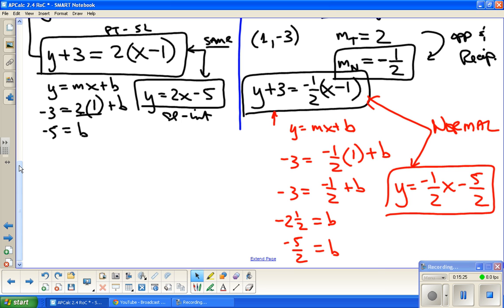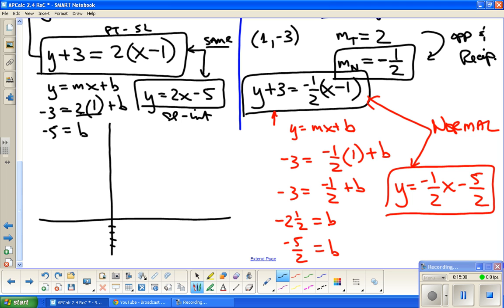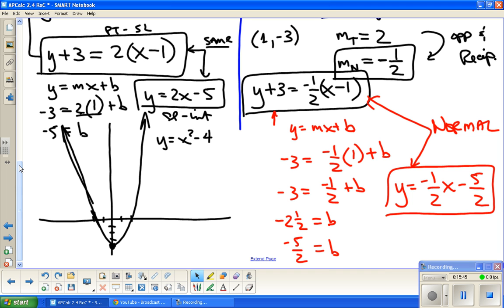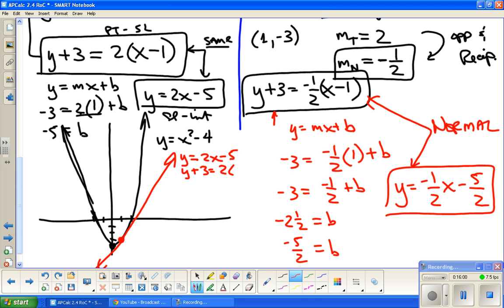Okay, and let's just do a little sketch here of what's going on. Okay, so 1, 2, 3, 4. Here is y equals x squared minus 4, sorry. At x equals 1, we said earlier the y value was negative 3. Here it is. And if we draw a line here, this is that line, y equals 2x minus 5, also known as y plus 3 equals 2 times x minus 1.